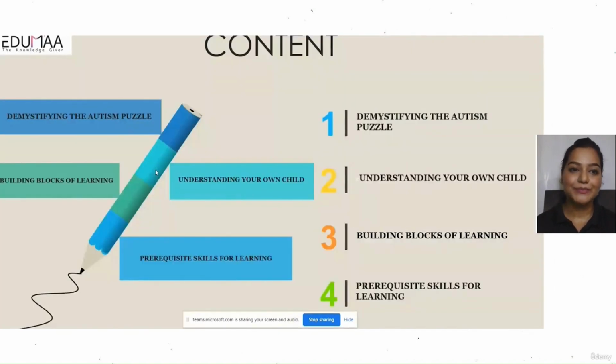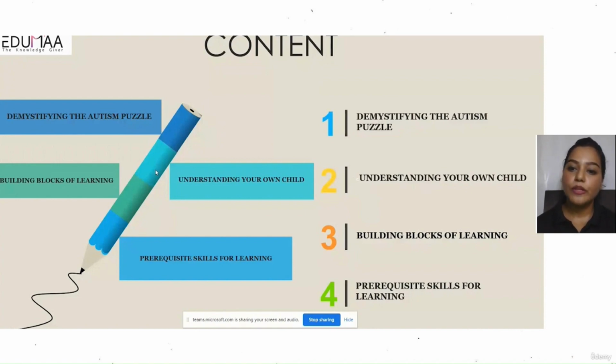So let's begin. Our course starts with the contents, and it is divided into 4 parts. Initially we'll be covering the autism puzzle, helping you understand what exactly autism is, demystifying that for you. Then we'll go on to understanding your own child, because every autistic child is different, so understanding your own child is very important.